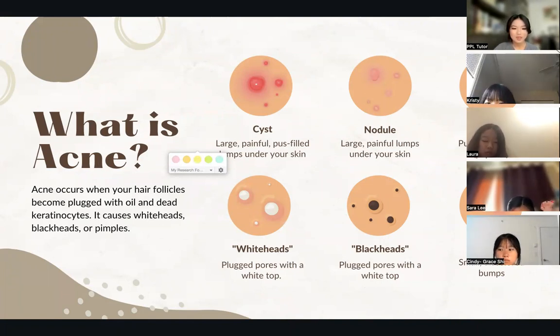So I'm not sure if you guys remember, but the skin is divided into three parts, right? The epidermis, the dermis, and the subcutis. The hair follicle is embedded within the dermis. There are also plenty of oil glands and other stuff in the dermis, and that is generally where the pimple forms within the dermis. So it's fairly deep into our skin.